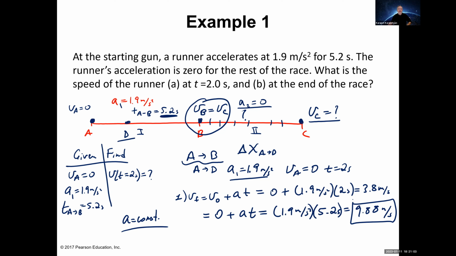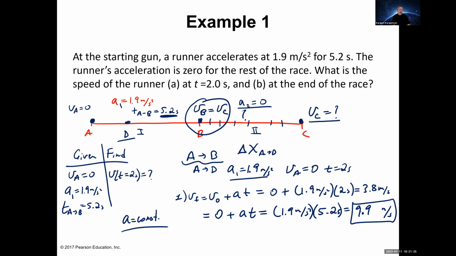Go ahead, Tara. This is just a quick question regarding the sig figs. Wouldn't it be 9.9? It will be, yes. I have to always remind myself, don't forget about sig figs. You are absolutely correct, because I have two sig figs for all the values. So yes, I have to do that.